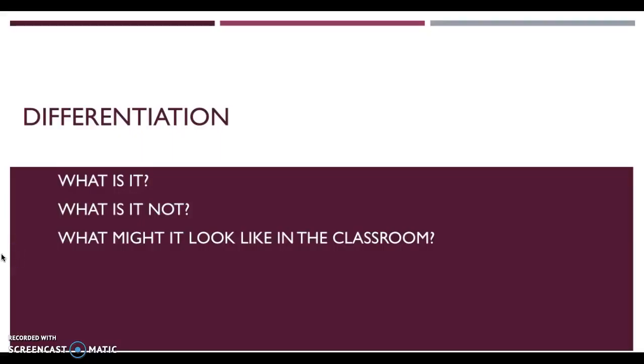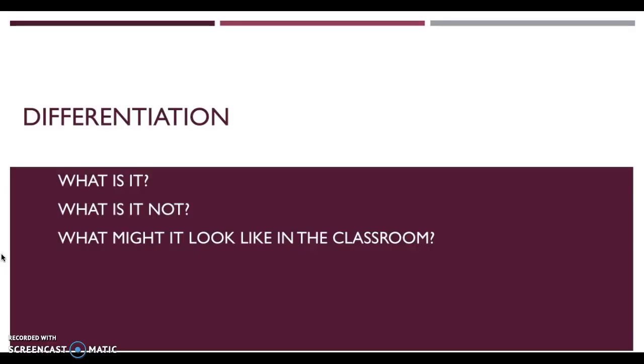So today we're going to be talking about differentiation. We're going to talk about a few different things. So we want to cover what it is, obviously. And differentiation can be confused with a lot of things, and some people have partial ideas of what it is, but they don't understand the full story. So we're going to talk about what it is not as well. And then lastly, we want to talk about what it actually looks like in the classroom.